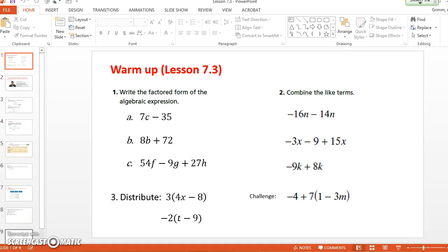Let's look at what we worked on yesterday. Yesterday we learned how to factor. What do I need to do on letter A? What's the first thing I have to think about? Good. Find the greatest common factor of 7 and 35.